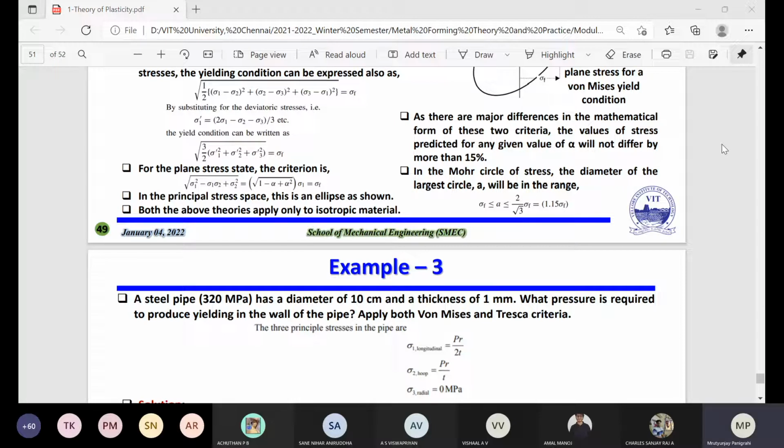So instead of sigma 1, you have to mention PR by 2T. Instead of sigma 2, you have to write PR by T, and instead of sigma 3, it will be 0. So from that, you have to find out P, because P is the pressure. And you also have diameter given. So diameter is 10 centimeter and thickness equal to 1 mm. Thickness is T. Okay. And the diameter is D.